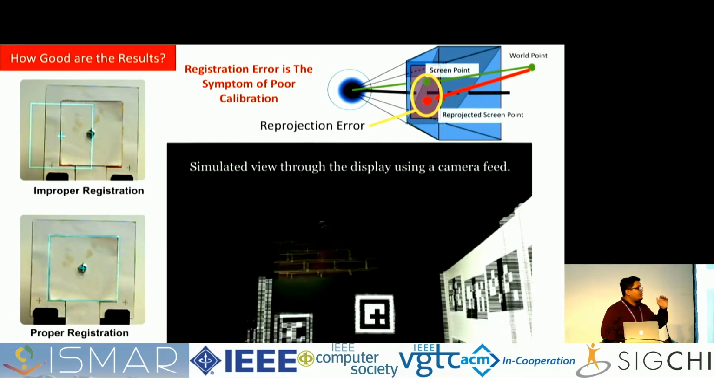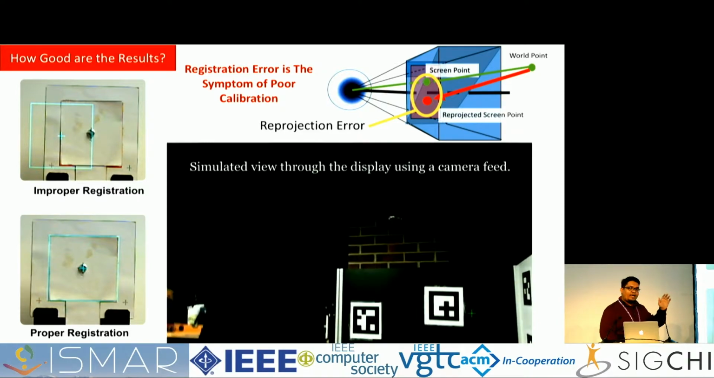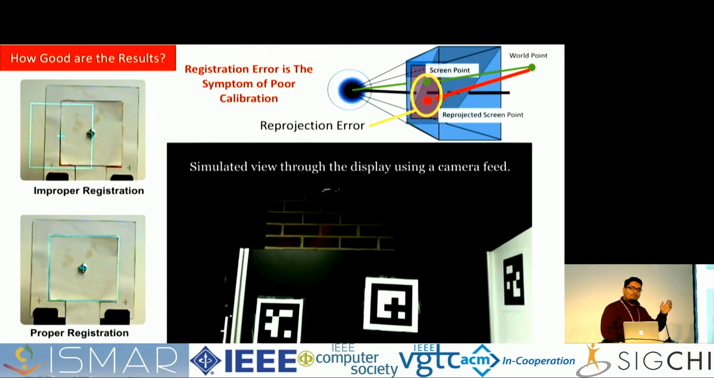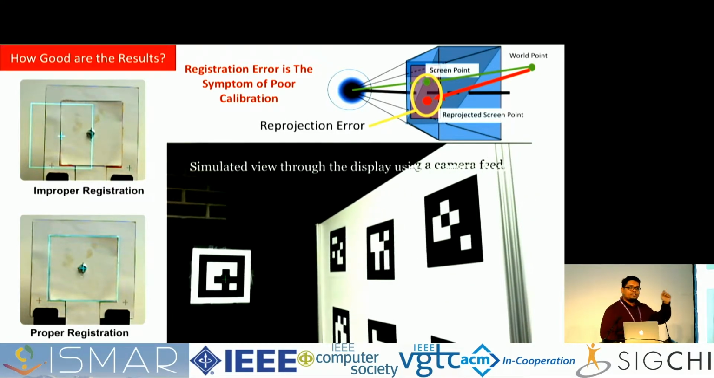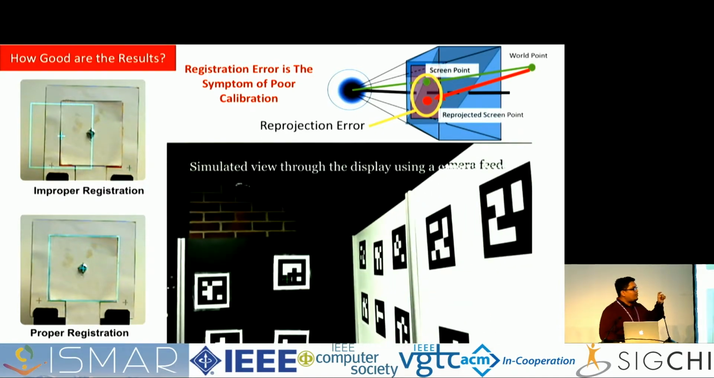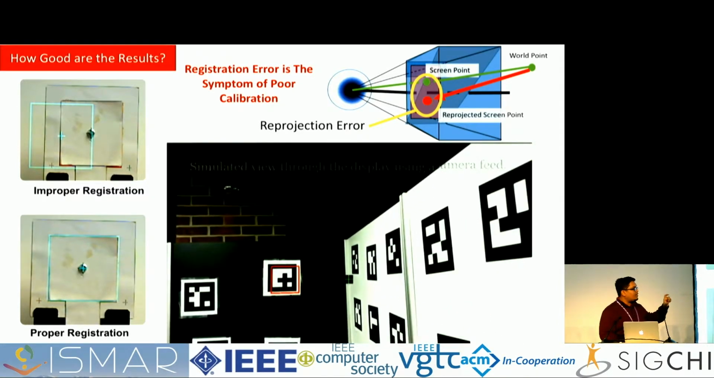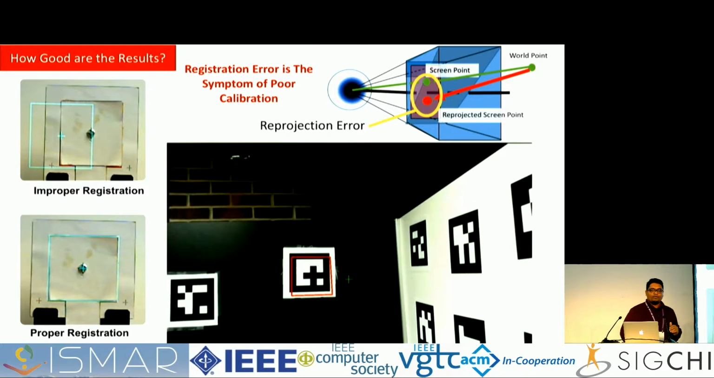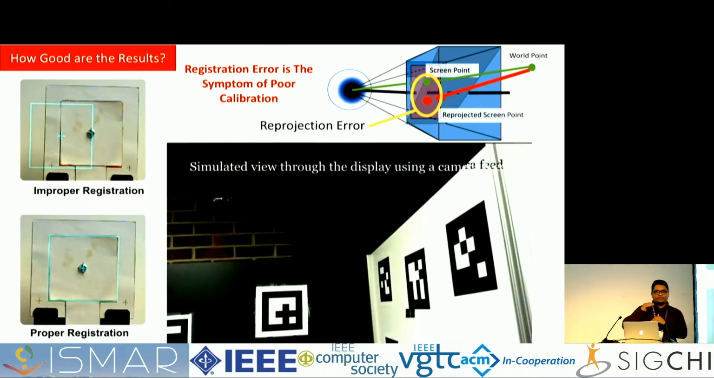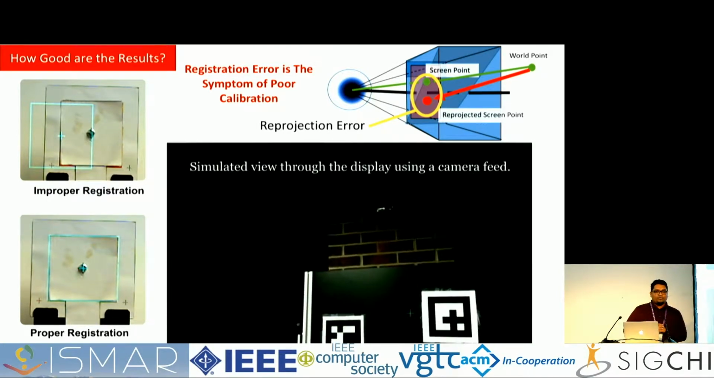Now the question is, how good are the results? Suppose we have a world point and its corresponding actual screen point. Through our projection matrix, we have a reprojected screen point. The difference between the actual screen point and the reprojected screen point is known as the reprojection error. Our target is to minimize the reprojection error as much as possible.